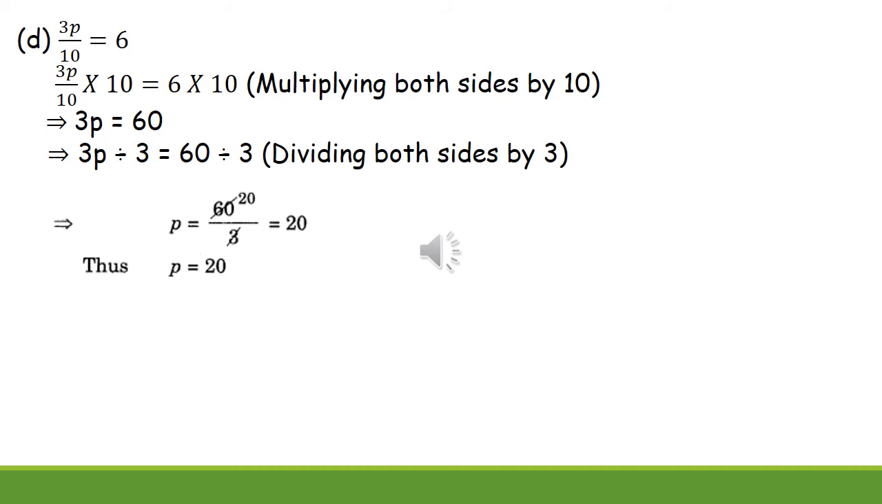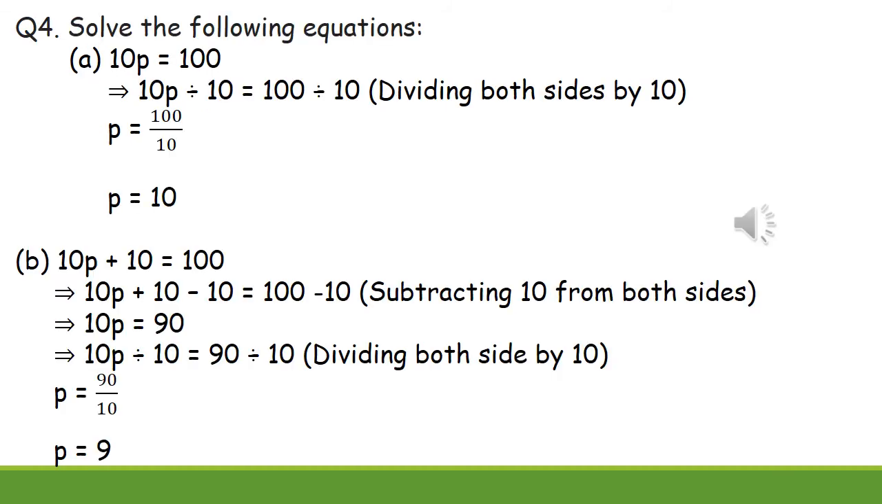Now we have to remove 3 by dividing 3 on both sides. So 3p by 3 is equal to 60 by 3. 3p by 3 will give us p. And 60 by 3, if you reduce, we are getting 20. So p is equal to 20 is the solution.